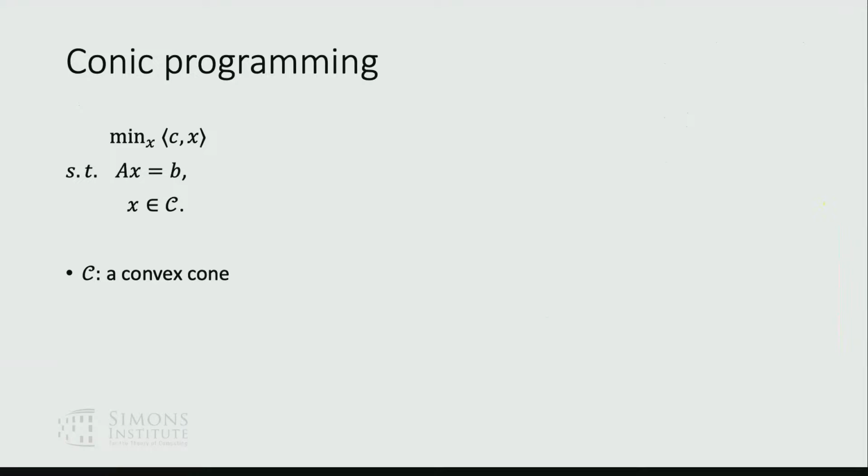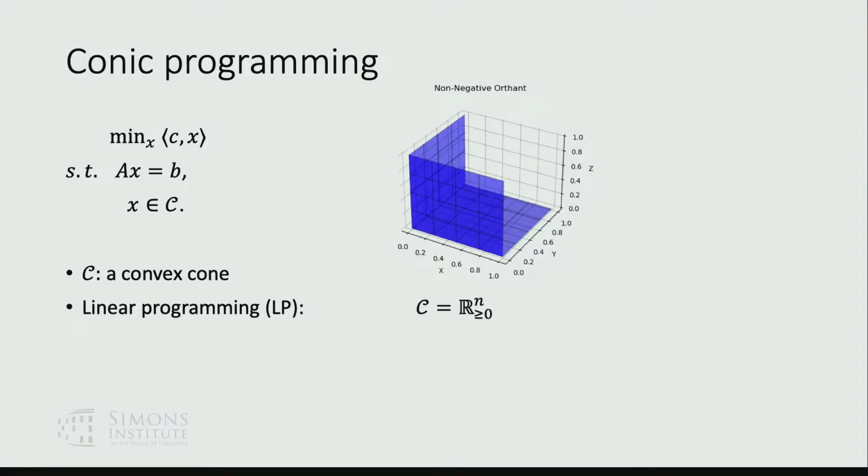Okay, so let's start with the definition of conic programming. In conic programming, what we want to do is optimize some linear objective subject to some linear constraints, and with the extra hard constraint, which is that the variables should be in some convex cone. The simplest and most well-known example is linear programming that Bento just talked about, where in this example, our cone is the non-negative orthant, as shown in the figure here. But there are also other examples.